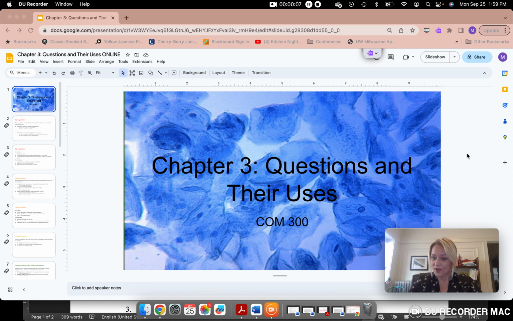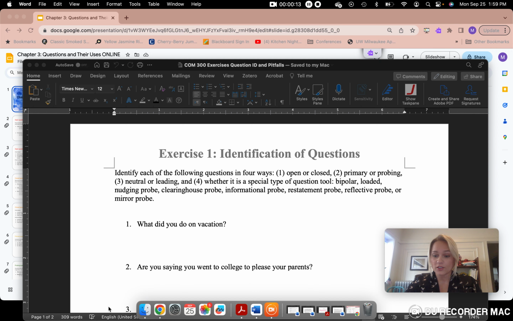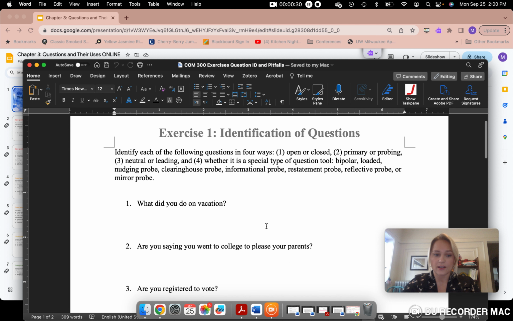We are in week 4 and we are going over chapter 3 today, which is about questions and their uses. Real quick, just at the start, I want to look at your homework assignment that is due on Friday. You have a homework assignment based on chapter 3, and it's split into 2 different exercises. You're going to download this Word document that I'm looking at right now, and you're going to fill out all of these question slots with your answers.